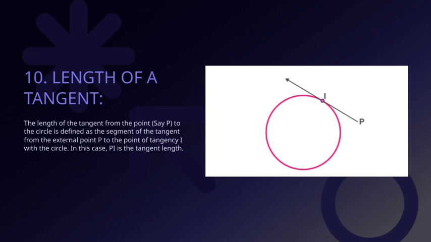The length of the tangent from the point, which we'll call P, to the circle is actually defined as the segment that runs from the external point P all the way to the point of tangency I on the circle.